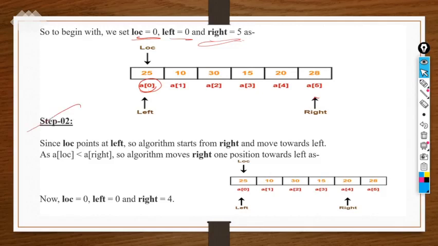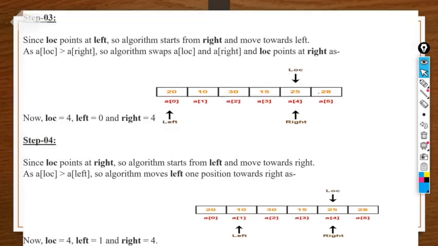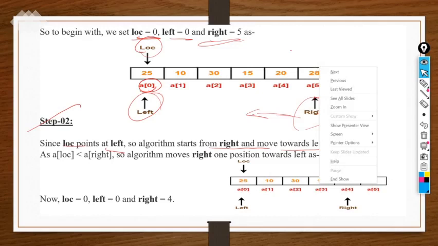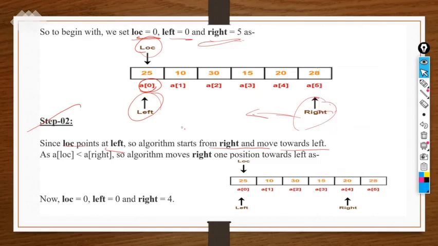So what is step 2 here? LOC points to the left, so the algorithm starts from the right and moves towards the left. So from here it will start and come towards the left-hand side. Each and every time we compare the LOC element sometimes with the right side, and sometimes with the left side. We have to compare oppositely. If your LOC is present on the left-hand side, then we compare it with the right side. If it is present on the right side, then we compare it with the left-hand side. So let's start here.